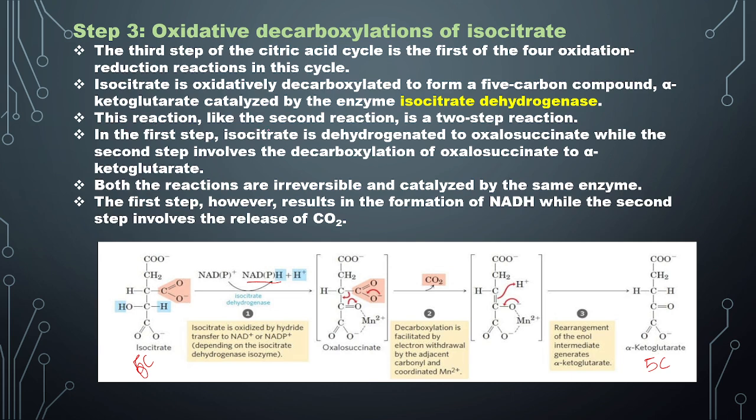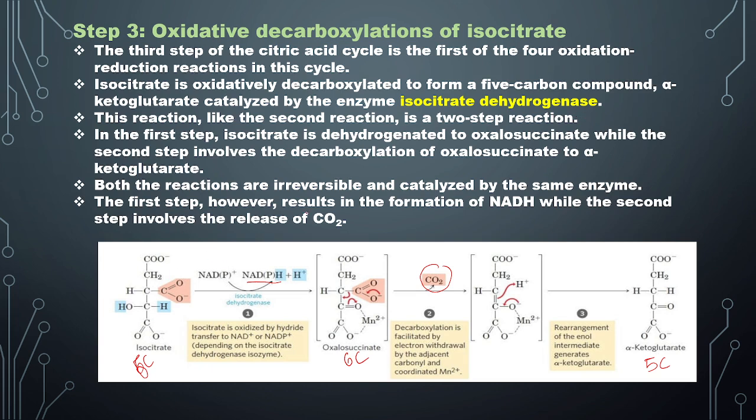This reaction, like the second reaction, is a 2-step reaction. In the first step, isocitrate is dehydrogenated to oxalosuccinate. This is a 6-carbon compound. And the second step involves decarboxylation of oxalosuccinate to form alpha ketoglutarate. Both the reactions are irreversible steps, catalyzed by the same enzyme, isocitrate dehydrogenase.